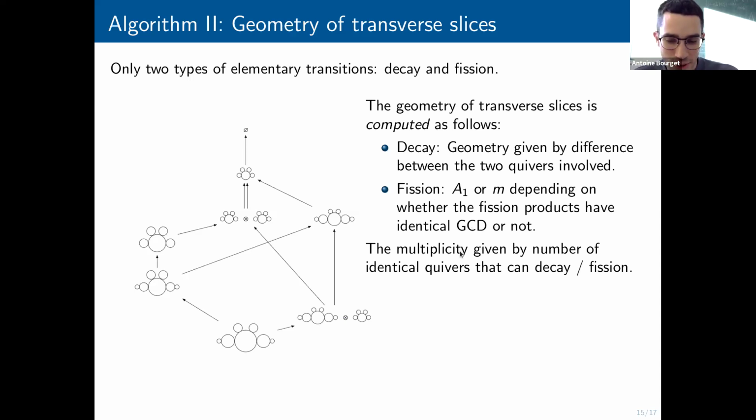And also another technical point, for those who know what it is, is that there can be a multiplicity. Sometimes a transverse slice can be a union of several cones. It's just given by how many quivers can decay. So for instance, here you have two quivers. They are identical. They can both decay to this. We don't know which one it is. So then we just put two arrows, by which we mean the transverse slice is a union of two cones.